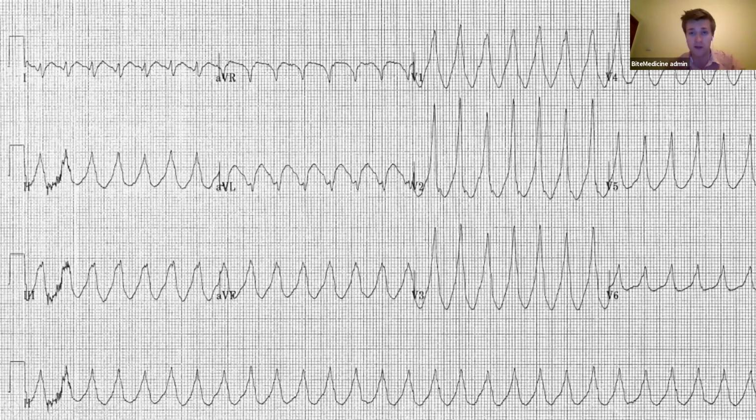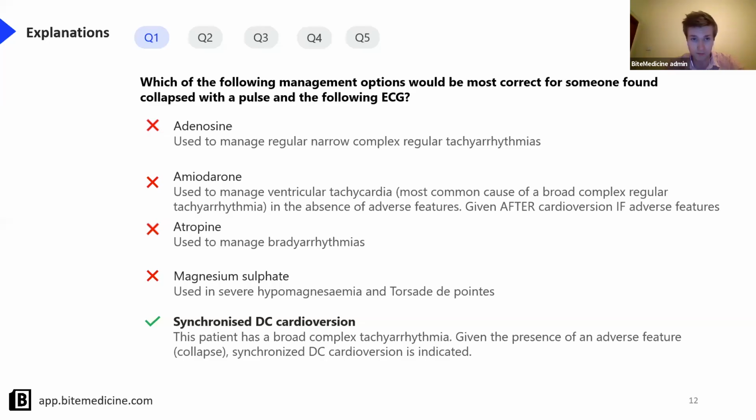So first of all, just looking at this ECG, this is a broad complex tachycardia. And the reason this is right relates to this concept of adverse features, okay? So the patient had a broad complex tachyarrhythmia, and that would lead you down a certain route of management.